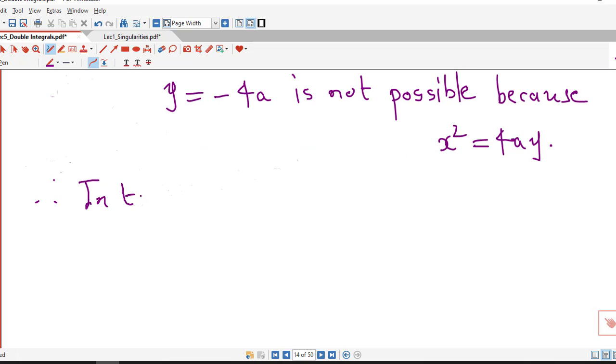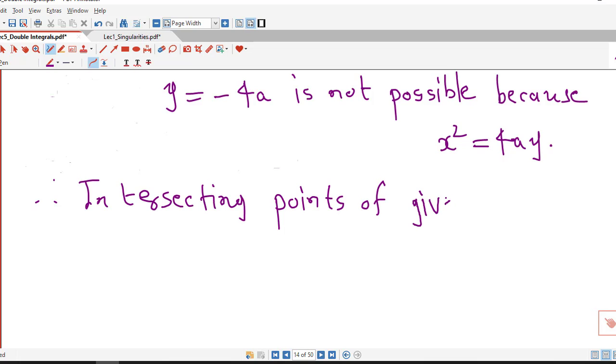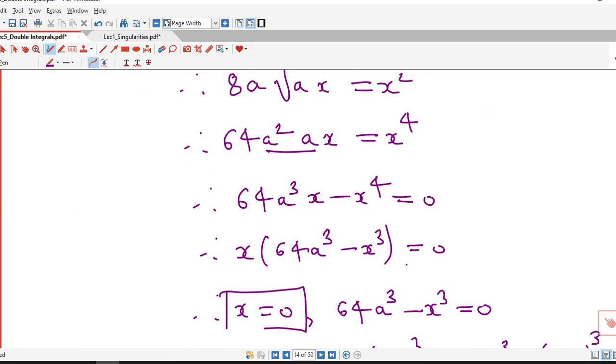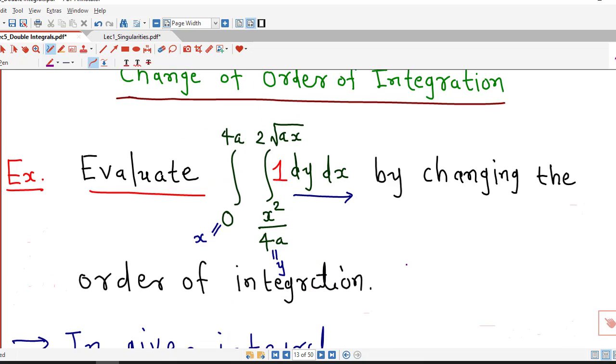intersecting points of given parabolas are, when x is 0 we have y equal to 0, when x is 4a we have 4a, and of course here a must be positive. If it is not given to be positive, we consider a as positive.